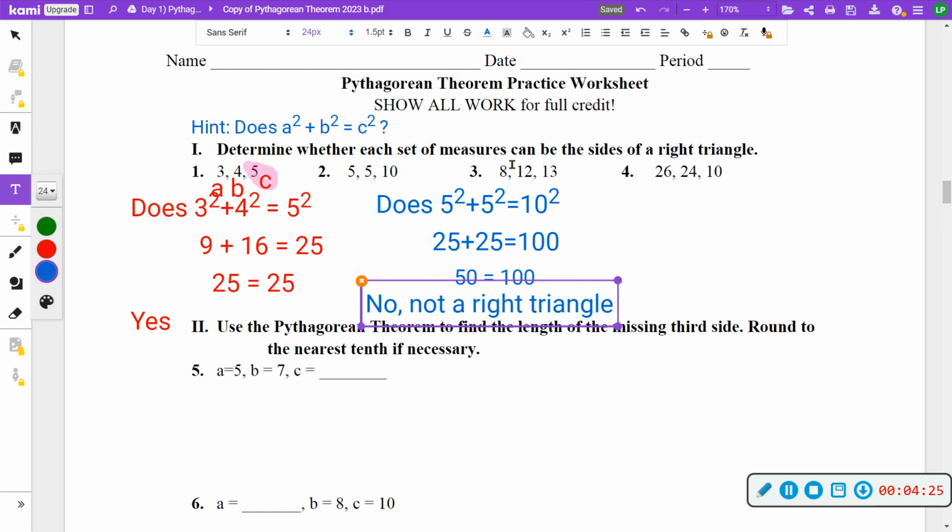Okay, and so on. Notice these are in order. 13 would be your C. Here, they're trying to trick you. C is actually your first number because the hypotenuse must be the longest side.